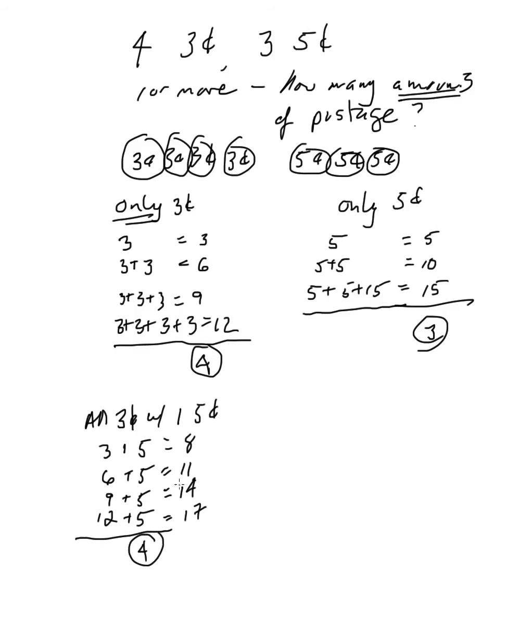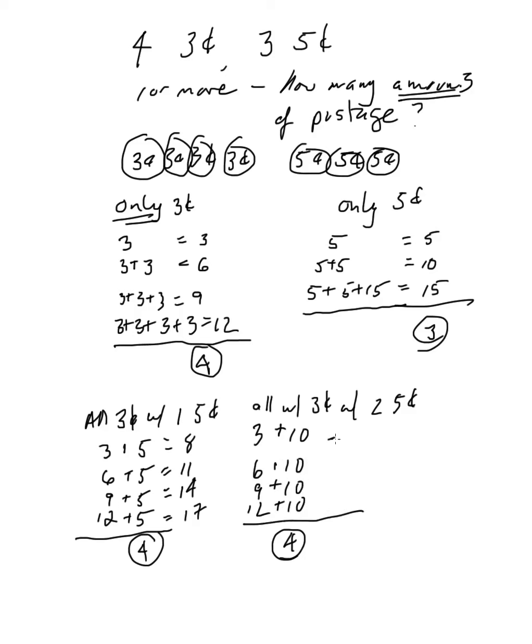And I could speculate and guess that all of the 3 cents with 2 5-cents would also be 4. I'm going to guess that that would be 4. And I could check it. I've got 3, 6, 9, 12, all of my 3 cents. And I'm just going to add 10 to them this time. And that's going to give me 13, 16, 19, and 22. And all of those are new as well.